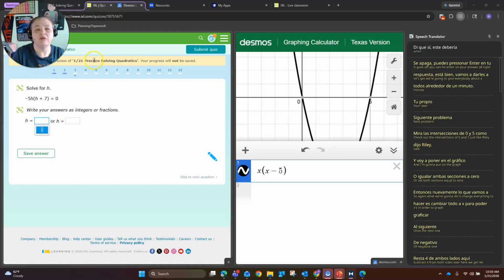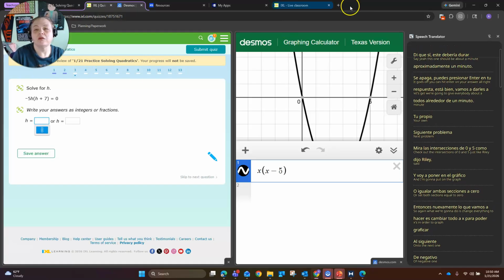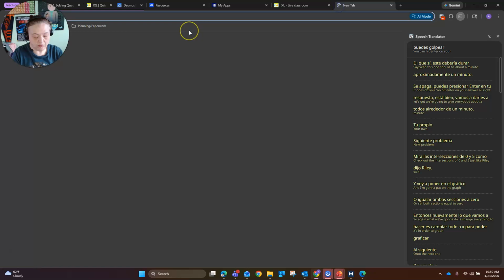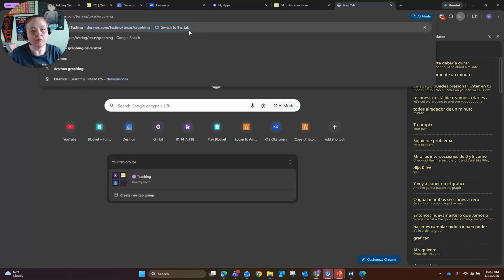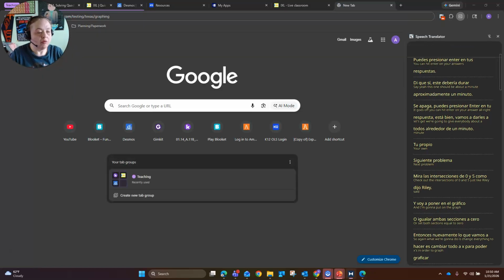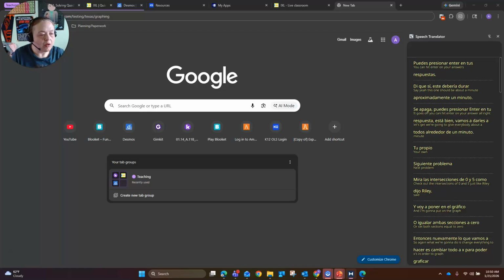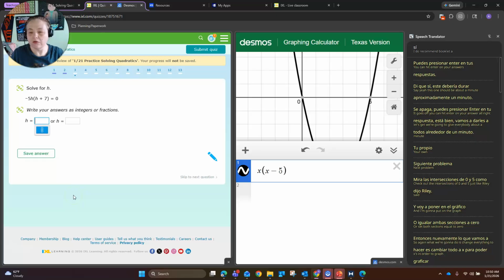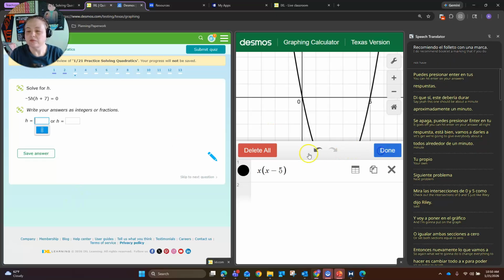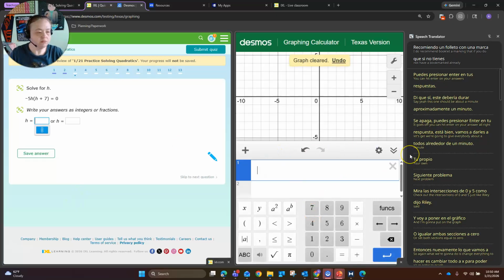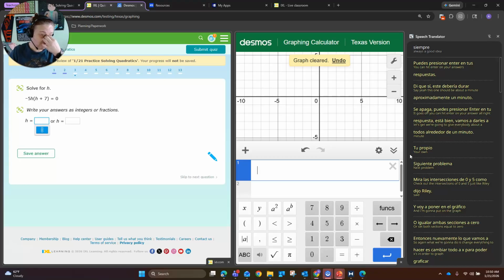Can you have the Desmos link? Yes. I do recommend bookmarking that if you do not have it bookmarked already. It's always a good idea. Remember, this is the calculator you're allowed to use on STAR.